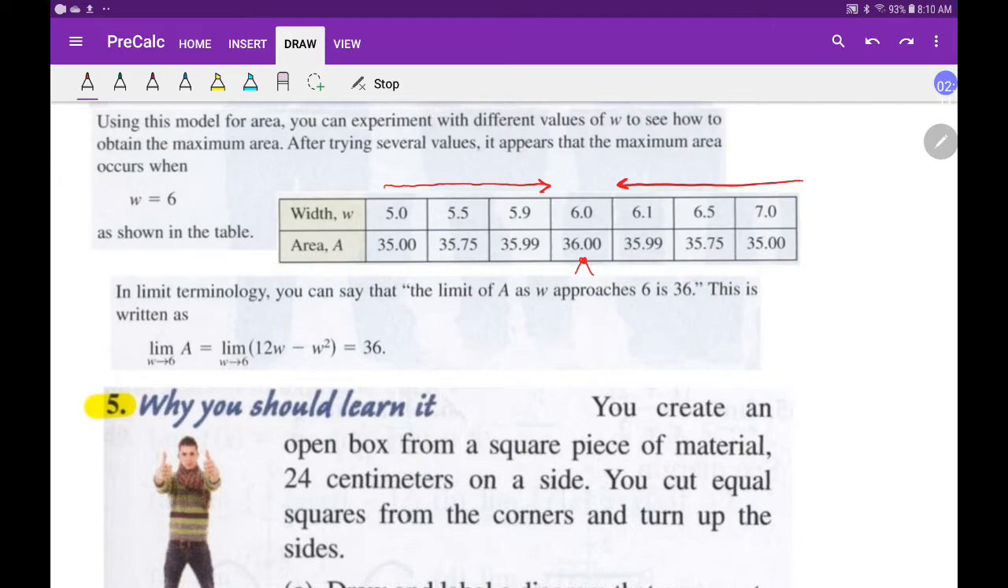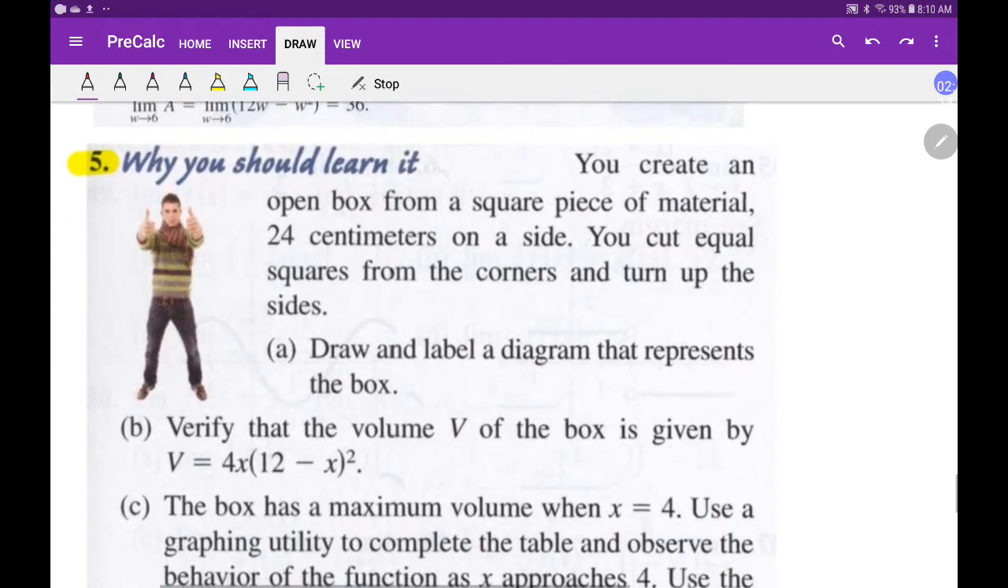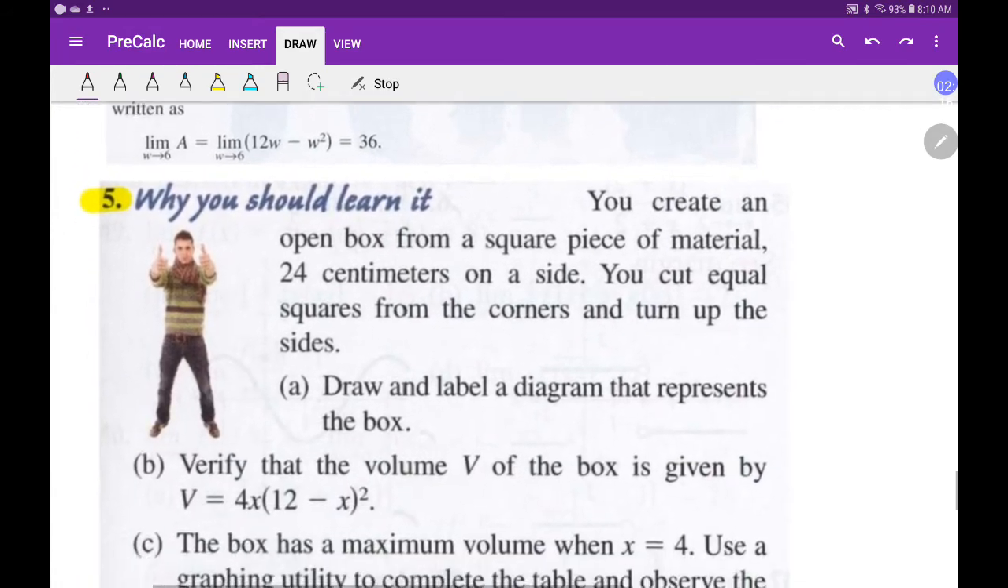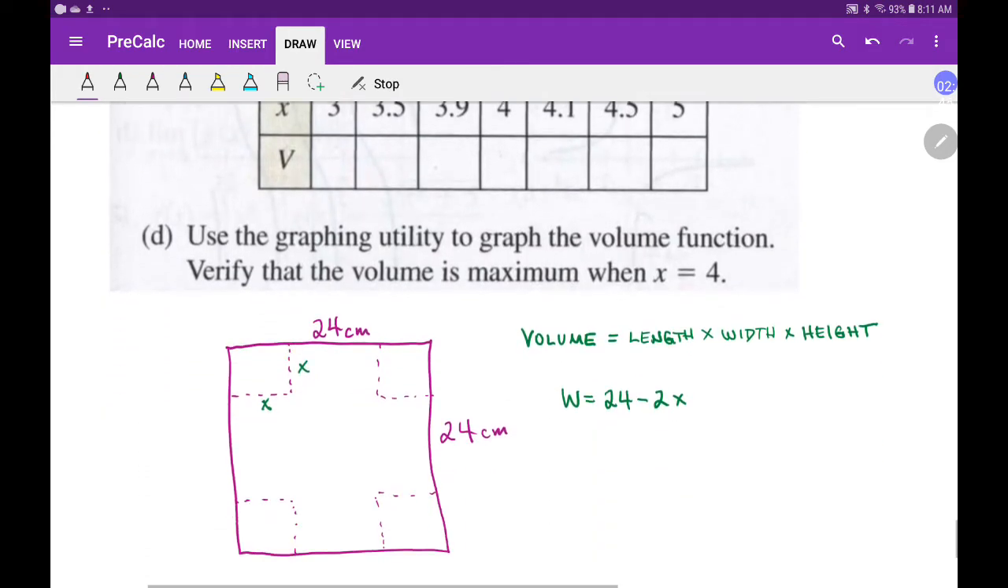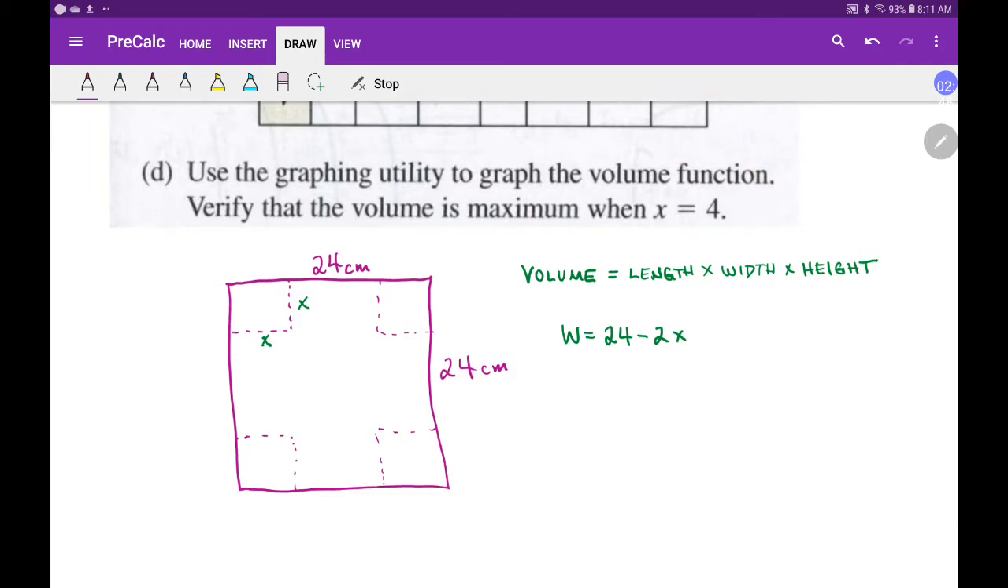Okay, so now we're going to do this problem together. That was kind of the example up there. You create an open box from a square piece of metal, 24 centimeters on a side. You cut equal squares from the corners and turn up the sides. And I drew a diagram already for you, but you might want to think about that a little bit before you look. You have an open box, you have a square piece of, we'll say, metal. You're going to cut corners out, and they're equal. Okay. So here's my drawing.